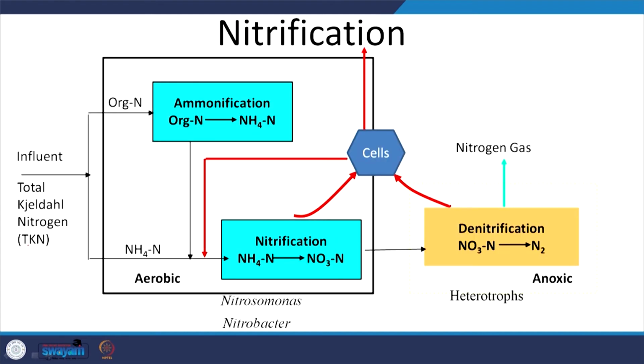So, TKN, we know what it is going to give us. You have organic nitrogen and NH4-N, or NH3-N. And what are we going to try to do by nitrification? This NH4-N is going to be transformed into, or oxidized to, nitrates, NO3 minus. But again, this is a simplistic diagram; we will look at that later.